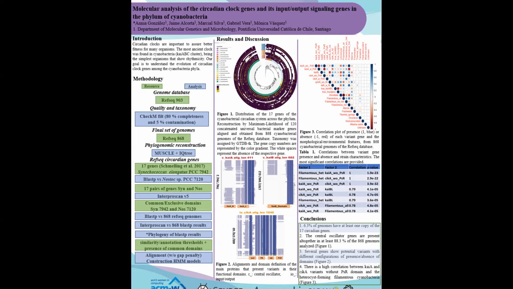The list of the 17 genes related to the circadian oscillator was obtained from the literature, and they were classified according to their main role: central oscillator, input, or output. Synechococcus elongatus sequences were recovered, and a BLASTP was performed against Nostoc to recover homologous sequences and use them as reference for further analysis. In addition, InterProScan software was used to search these references for shared and exclusive domains.